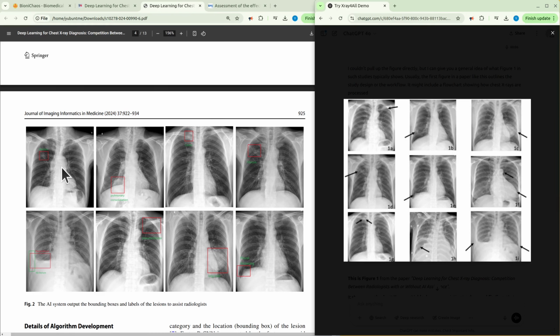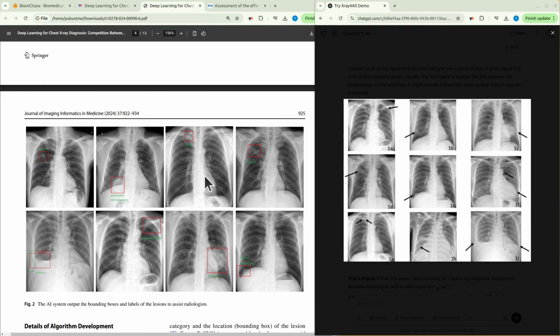In essence, figure 2 demonstrates how the AI system not only detects these abnormalities, but also visually marks and labels them, making it easier for radiologists to confirm the findings quickly. Does that cover what you were looking for? Can you find the problem with these two images? Why are they different? Is figure 2 in theory meant to be labeled figure 1? Or what's up with that?